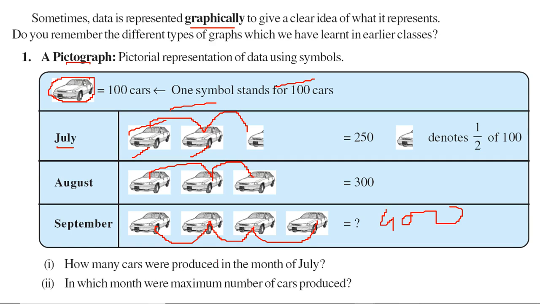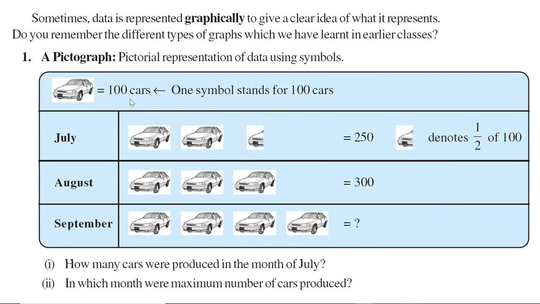So how many cars were produced in the month of July? July, 250. In which month was the maximum number of cars produced? September, where 400 cars were produced.